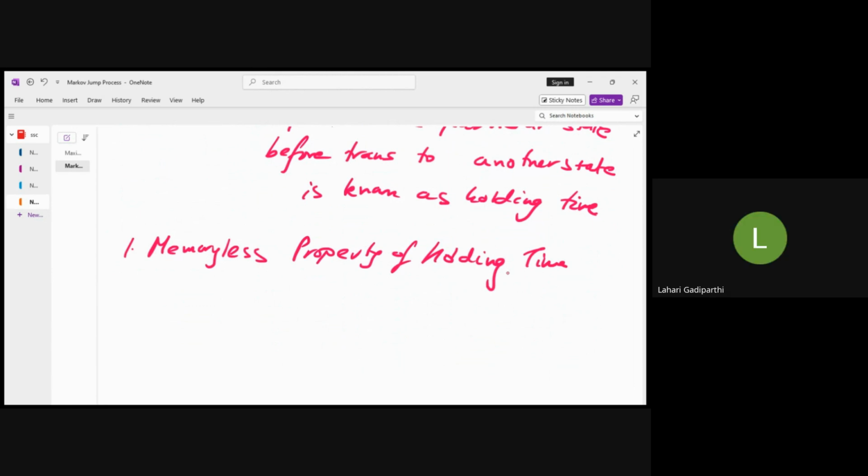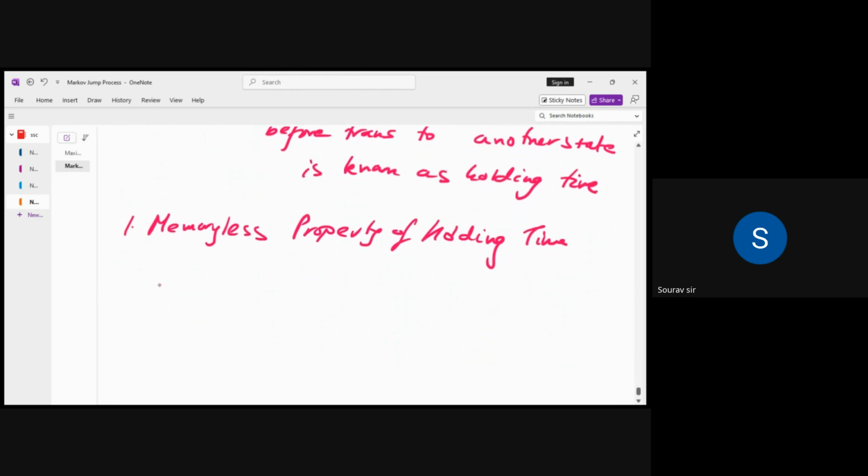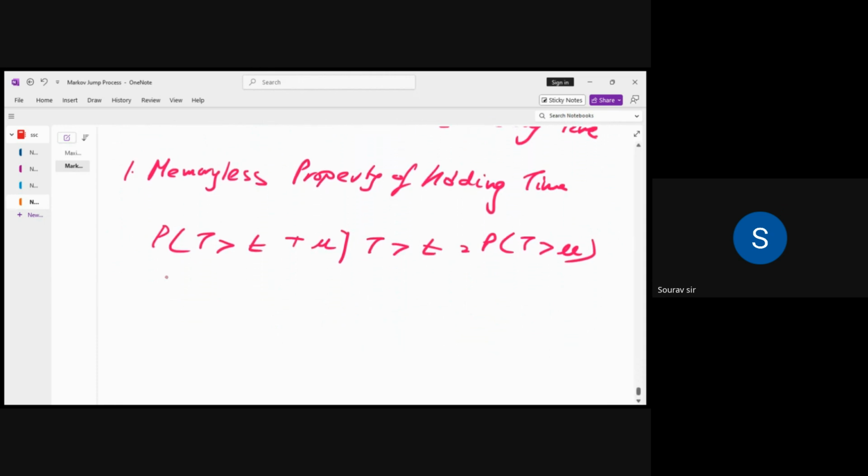Meaning that the probability of staying in a state for an additional time, given that it has already been there for t, does not depend on t. So the equation goes like P of T greater than t plus u, given T greater than t, is P of T greater than u. Here T represents the holding time in a given state.